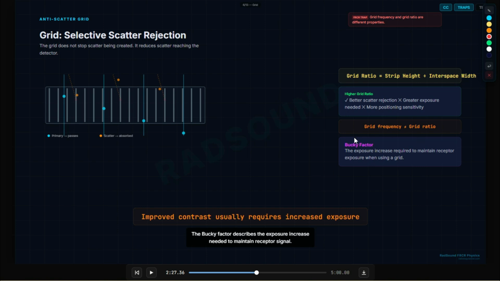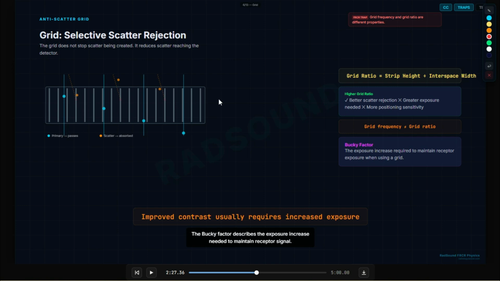Now, what is the Bucky factor? It is the ratio of the incident radiation falling on the grid, everything incident, which could be scattered photons or from the main primary beam. So the ratio of all of it against the transmitted primary radiation, or primary photons.